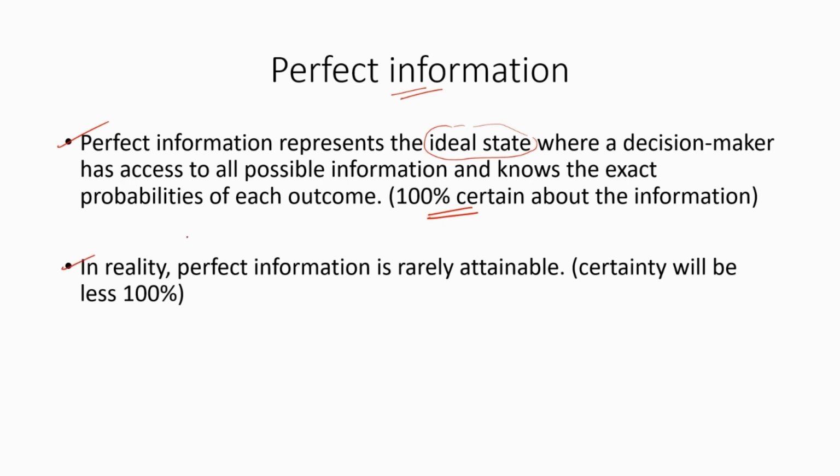In reality, perfect information is rarely attainable. This simply means certainty will be less than 100%. So ideally, perfect information means 100% certain about the information, but in reality, the certainty will be less than 100%. So if you see the term perfect information, this simply means 100% certain.